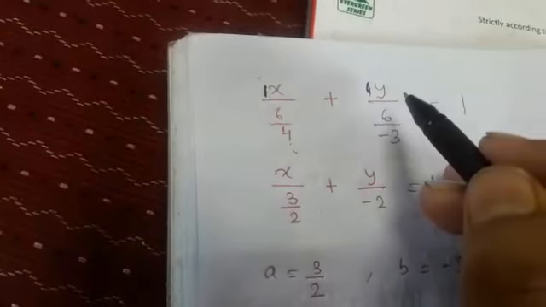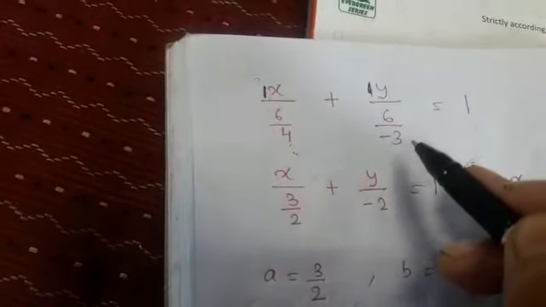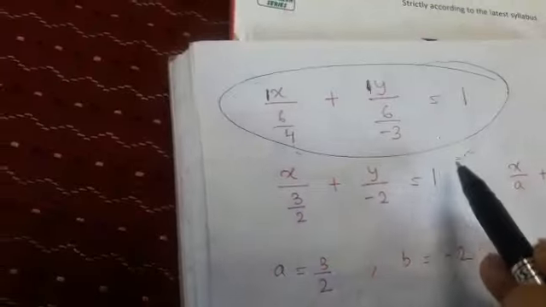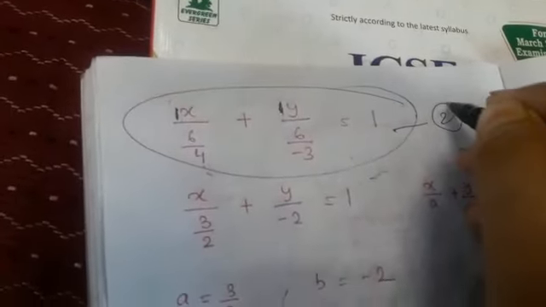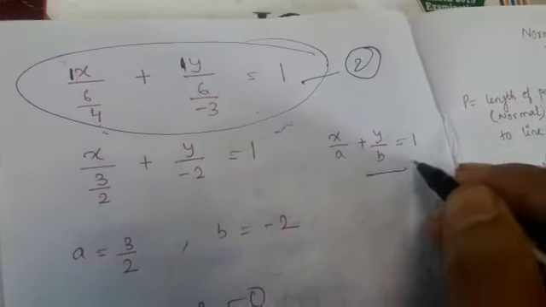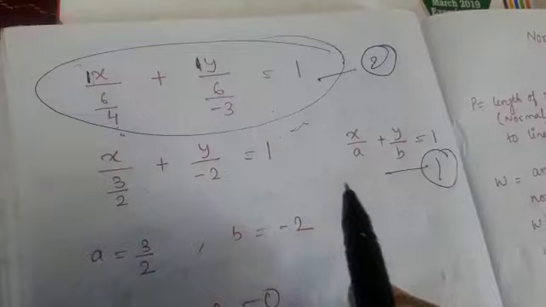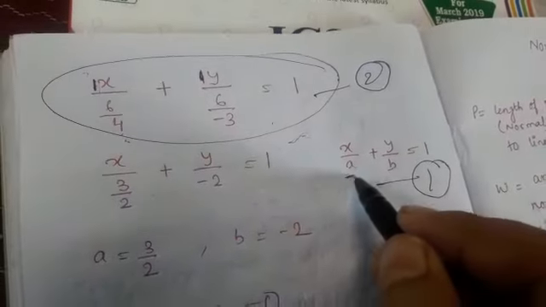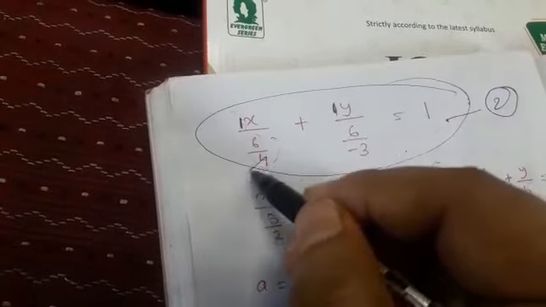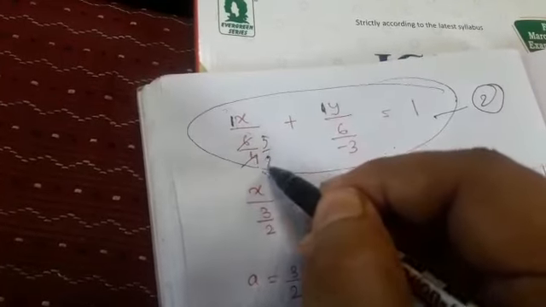So we are writing y by 6 by -3, right? Now we have reduced into our intercept form, and if we name this equation 2, and this is the general equation of intercept form, if it is 1. So by comparing 1 and 2, you can say your a, that is x intercept, is 6 by 4. You cancel, it will give you 3 by 2.